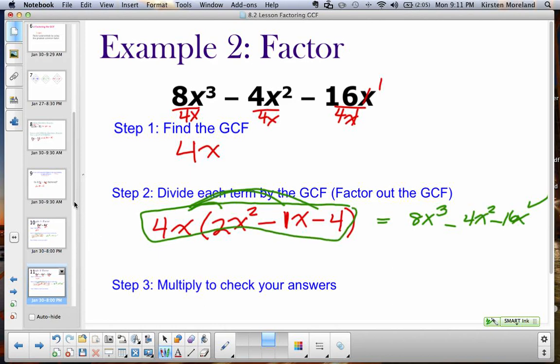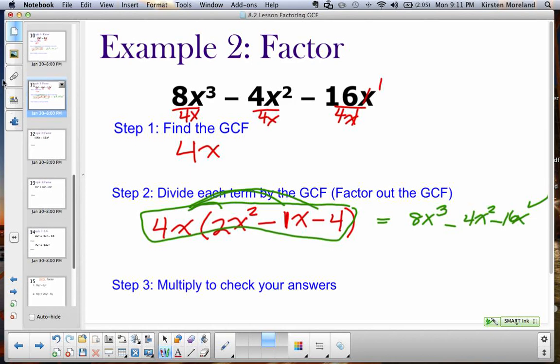Oopsie, not a very straight line. Alright, we're going to try about 2 more here.